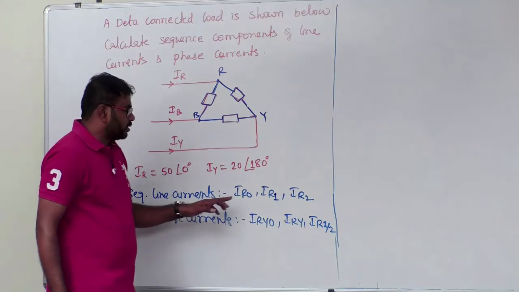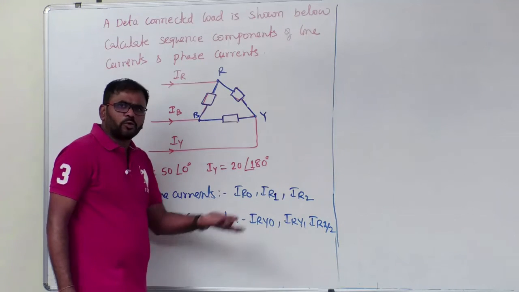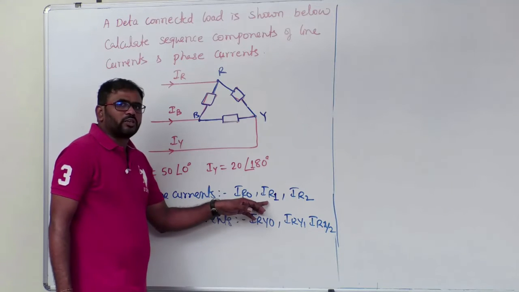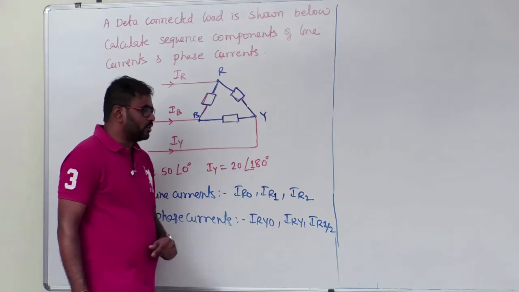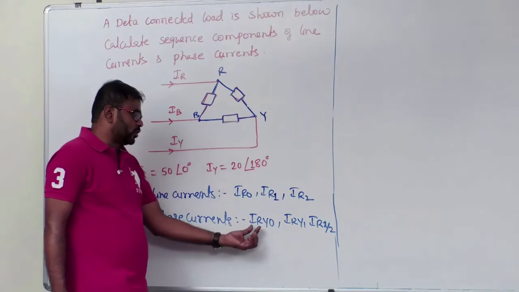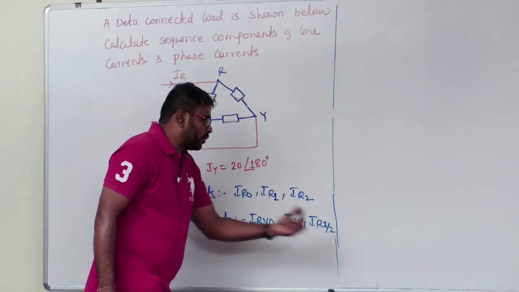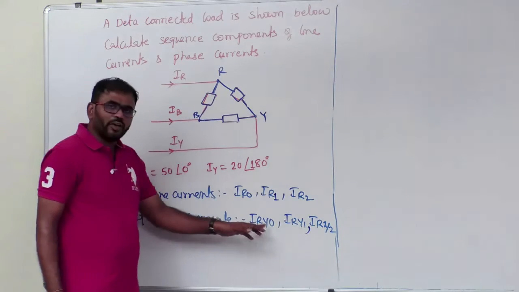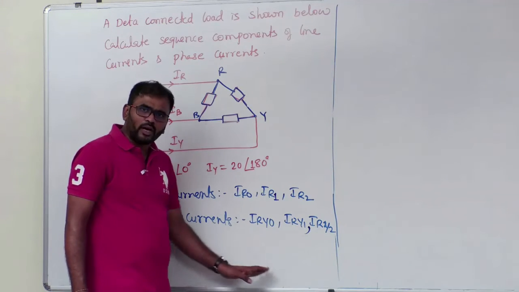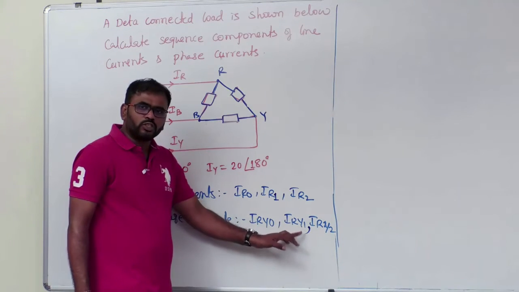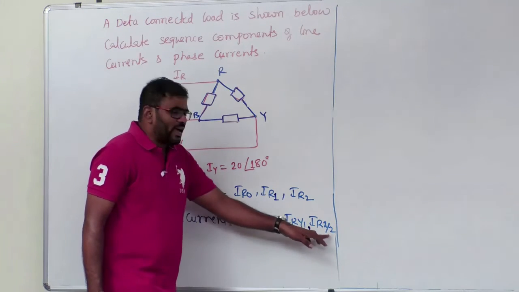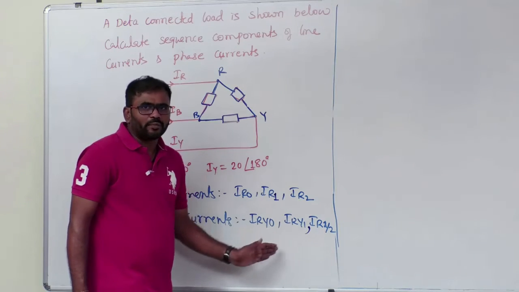Suppose you want to calculate for line Y and line B, that is also possible, because IR0 equals IY0 equals IB0. Using positive sequence phasor relations, we can calculate IY1 and IB1. Using negative sequence phasor relations, we can calculate IY2 and IB2. Similarly, once I know IRY0, IRY1 and IRY2, we can calculate IYB0 and IBR0, because IRY0 equals IYB0 equals IBR0. Once I know IRY1, using positive sequence phasor relations, we can calculate IYB1 and IBR1. Once I know IRY2, I can calculate IYB2 and IBR2.